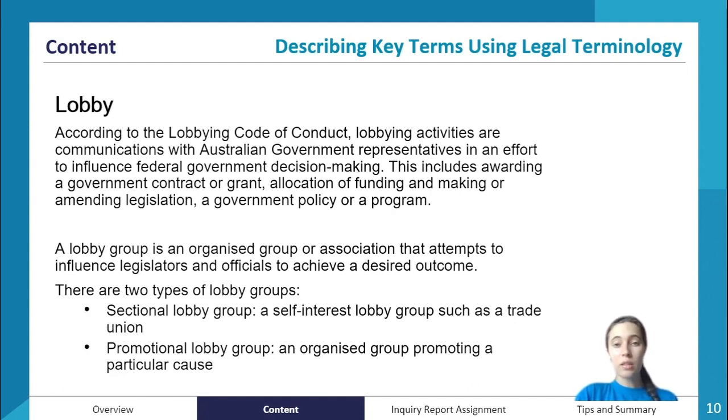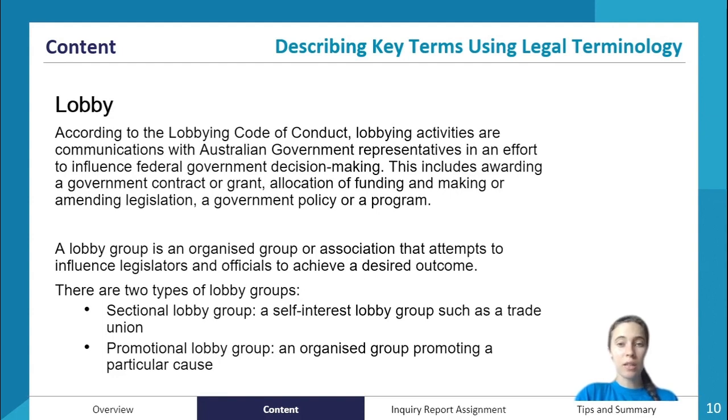Any of those sorts of things that are of interest to a lobby group, they can try and influence the government's movements around those things. So a lobby group is an organized group or association that attempts to influence those legislators to achieve that desired outcome. And there are two different types of lobby groups. You've got sectional lobby groups, so that's a self-interest lobby group like a trade union. And promotional lobby groups, so an organized group promoting a particular cause.